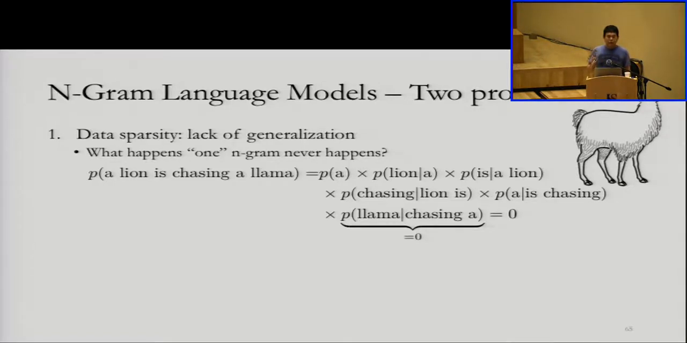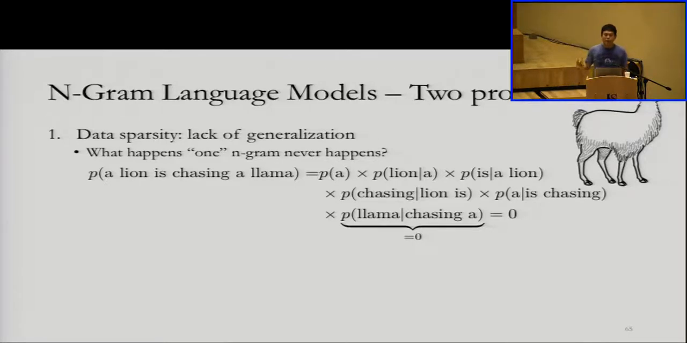Let's say that after training your n-gram model, you're given a new sentence: a lion is chasing a llama. If you don't know, a llama is this llama-looking animal which lives in South America, right? So lions and llamas don't really live on the same continent, so you rarely get to see an actual sentence where a lion is chasing a llama.